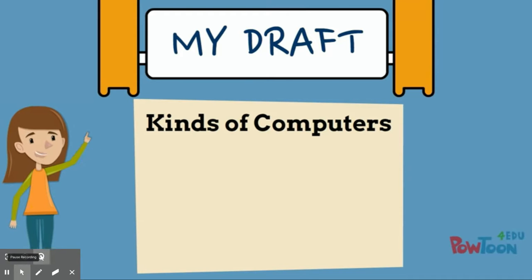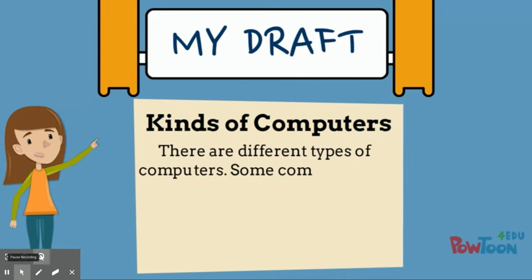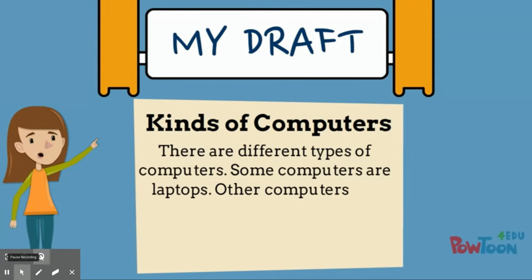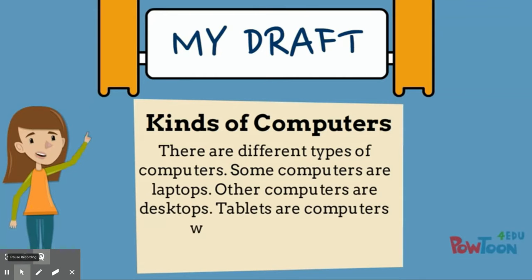Now I will write some facts that tell about different kinds of computers. There are different types of computers. Some computers are laptops, other computers are desktops. Tablets are computers without keyboards.